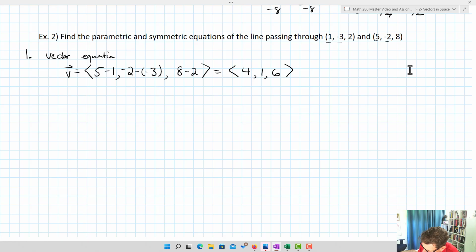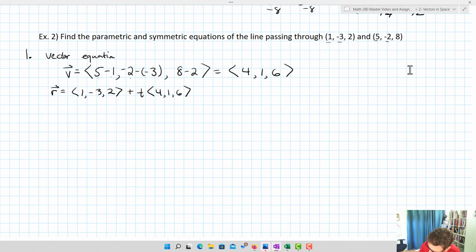Let's just check that. 5 minus 1 is 4. -2 minus -3 is 1. And 8 minus 2 is 6. Great, so that's a direction vector. And so my vector r is going to end up being (1, -3, 2), and you can actually choose either one of the points you want, plus t times (4, 1, 6).